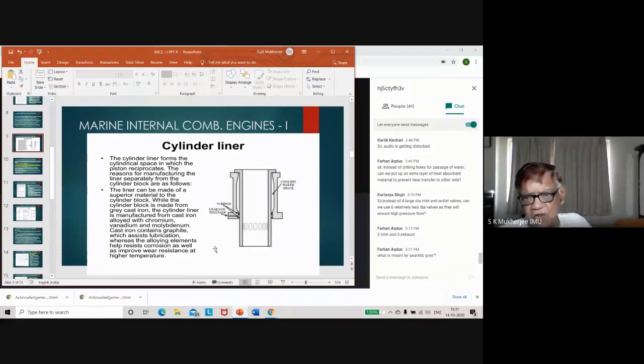Faran Abdus has asked, what is meant by pearlitic gray? How do you describe this white paper? It is not just paper, it is white paper. Similarly, cast iron is normally gray. And this particular grade of cast iron, if the surface is exposed, if it is broken and exposed, you know pearl, you know what is pearl? The ladies use it in earrings and necklaces. It's got a shine about it. All right. That shine is there in particles of that gray cast iron.